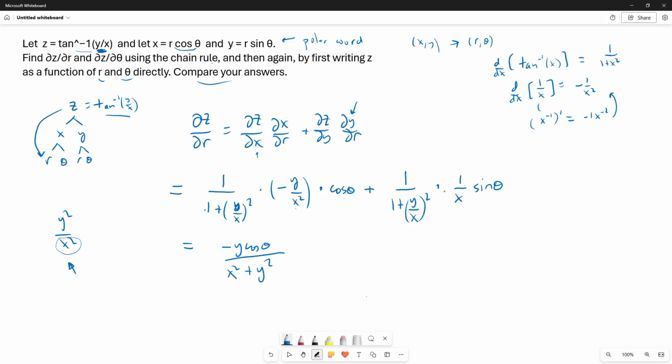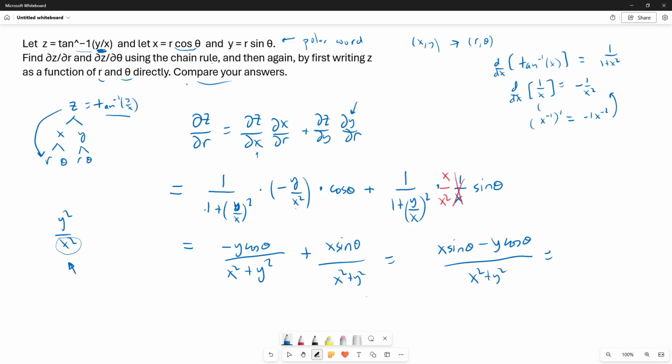And so I'm going to think of this 1 over x here as x over x squared. X over x squared, that's 1 over x. That way we'll be multiplying through again by an x squared on the bottom. So that's just a nice little trick. So we have plus on the top, we're going to get x sine theta. And on the bottom, we're going to get exactly x squared plus y squared again. And then this is x sine theta minus y cosine theta over x squared plus y squared.